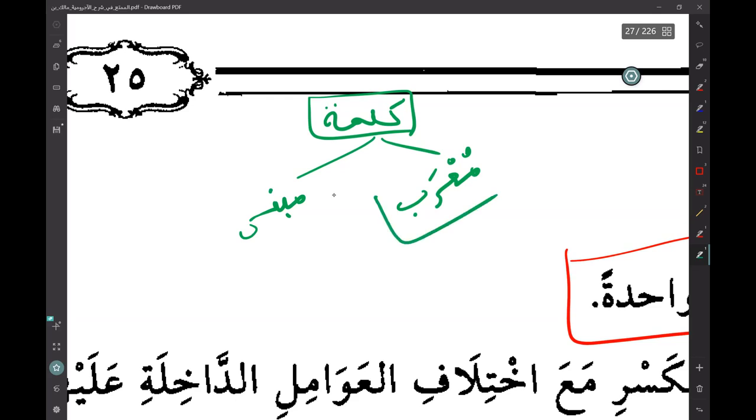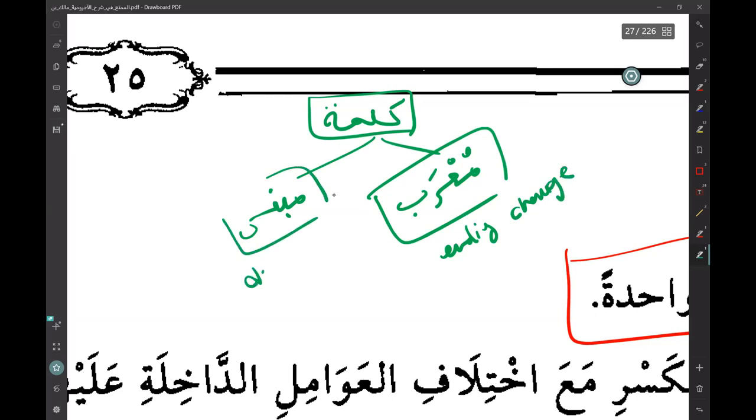Simple stuff. Mu'rab is when the ending changes, and the mabni is when the ending does not change. Okay, so our whole journey will be mu'rab, so don't worry about this thing. We're going to be studying mu'rab.